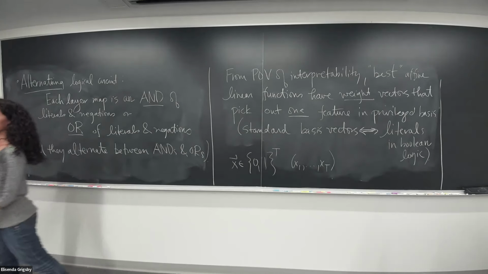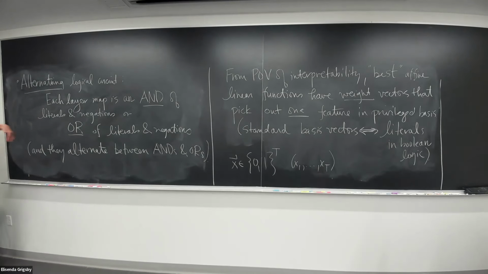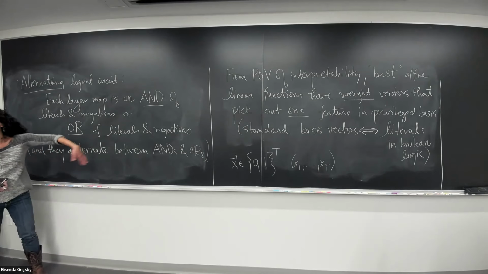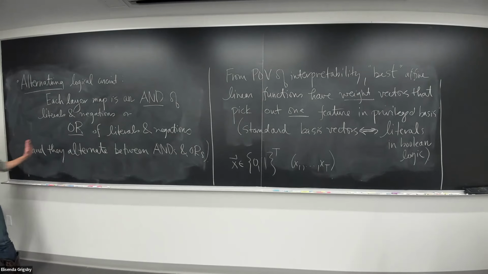So what do you mean by the depth of the statement? That just means you have an and layer, then you have an or layer, then you have an and layer, and the number of those is the depth of the function.